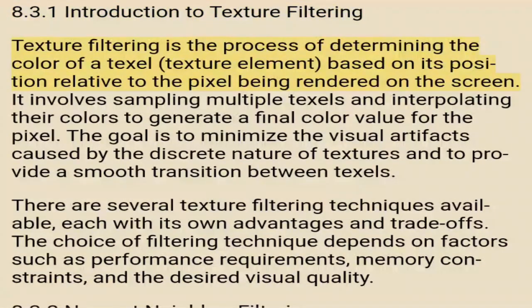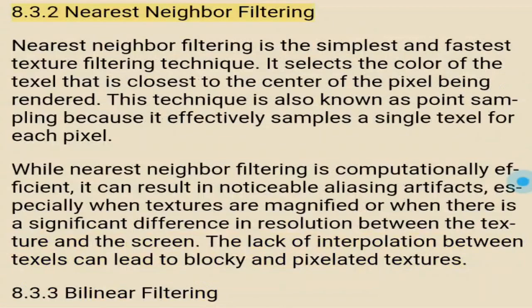8.3.1 Introduction to Texture Filtering. Texture filtering is the process of determining the color of a texture element based on its position relative to the pixel being rendered on the screen. It involves sampling multiple texels and interpolating their colors to generate a final color value for the pixel. The goal is to minimize the visual artifacts caused by the discrete nature of textures and to provide a smooth transition between texels. There are several texture filtering techniques available, each with its own advantages and trade-offs. The choice of filtering technique depends on factors such as performance requirements, memory constraints, and the desired visual quality.